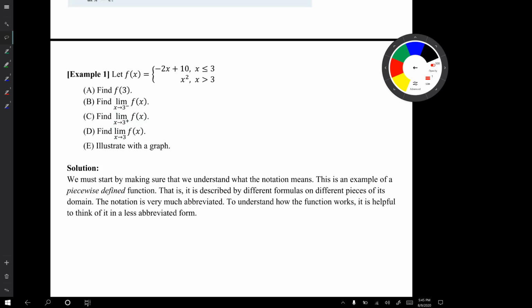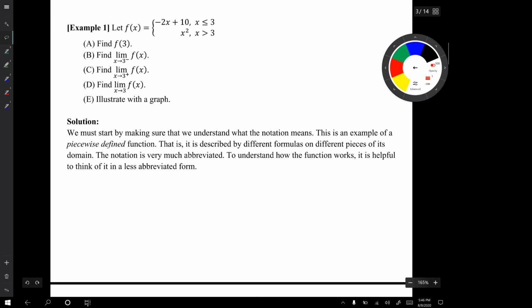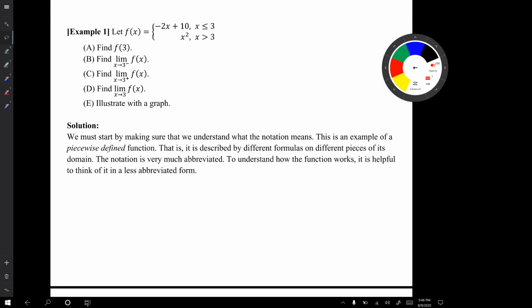Well, we have to start by making sure that we understand what's meant by that notation. This example is what's called a piecewise-defined function. That is, it's described by different formulas on different pieces of its domain. The notation is very much abbreviated. To understand how the function actually works, it's helpful to think of it in a less abbreviated form. So I'll write that less abbreviated form here.